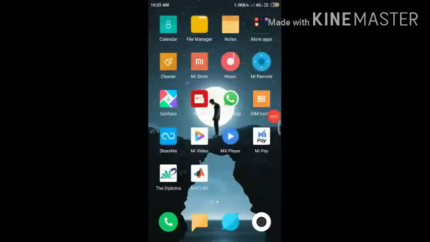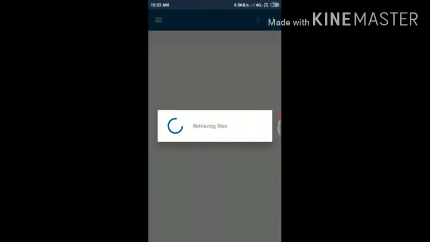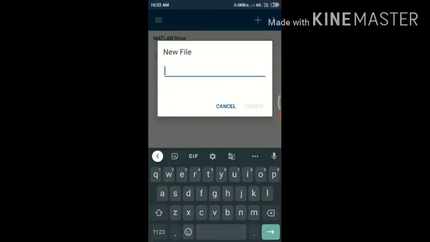Okay, now we open the MATLAB Android app, and open files, and now create a new file, and the new file is named superposition theorem .m, and create.